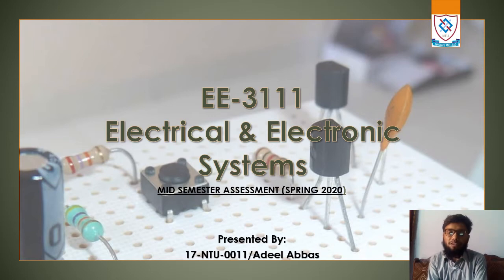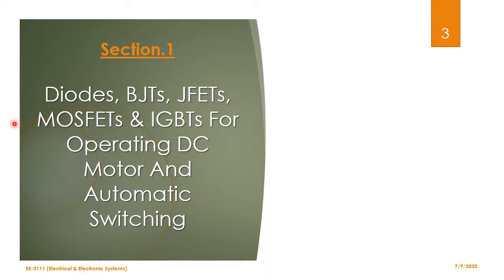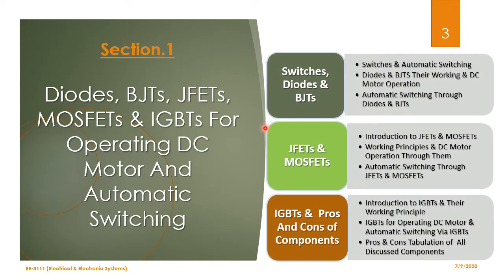Today I am here to present my mid-semester assessment of electrical and electronic systems. The presentation has been divided into two sections. The first one is diodes, BJTs, JFETs, MOSFETs and IGBTs for operating DC motor and automatic switching. Firstly, I will introduce all these components, then their working principle, and after that I will discuss whether these can be used as switches and automatic switching.